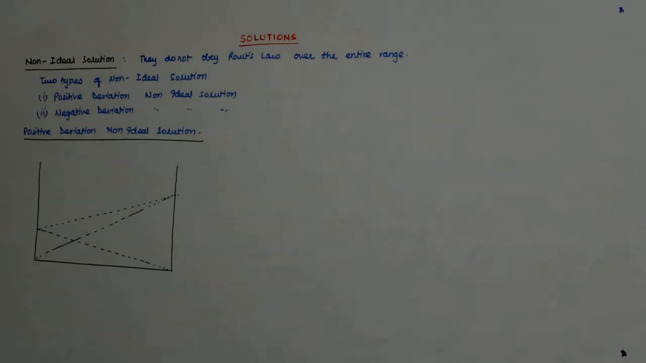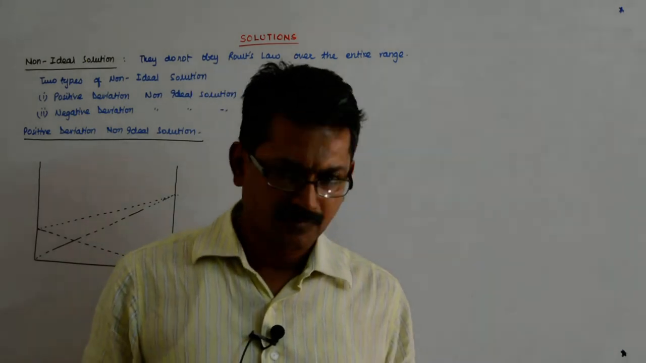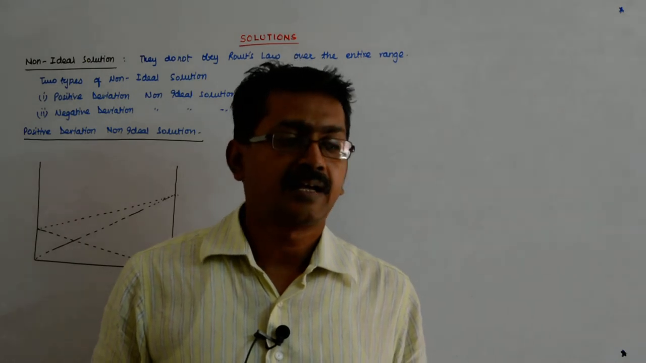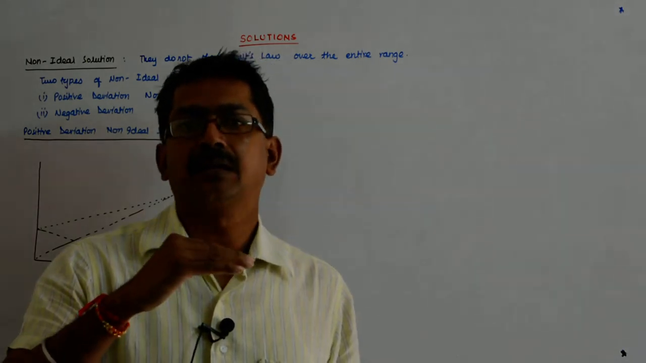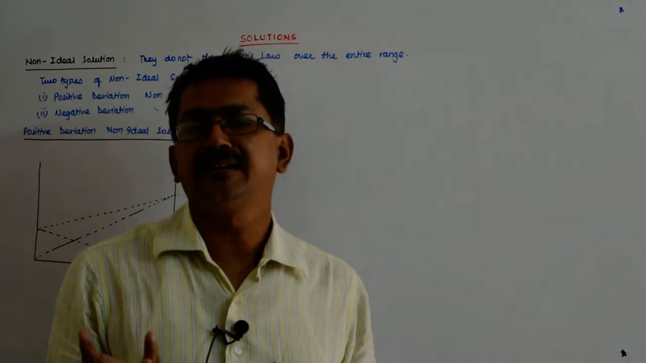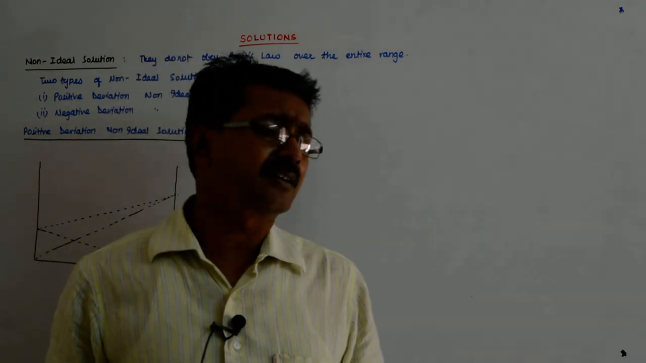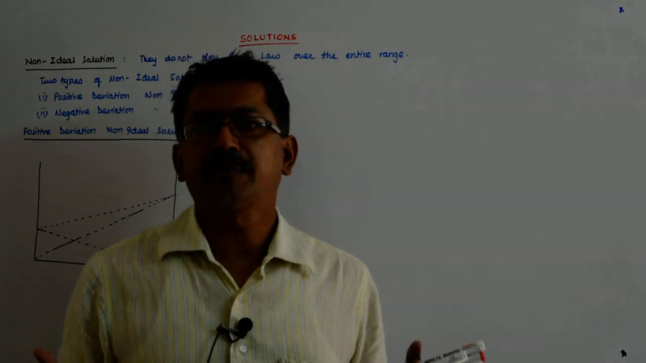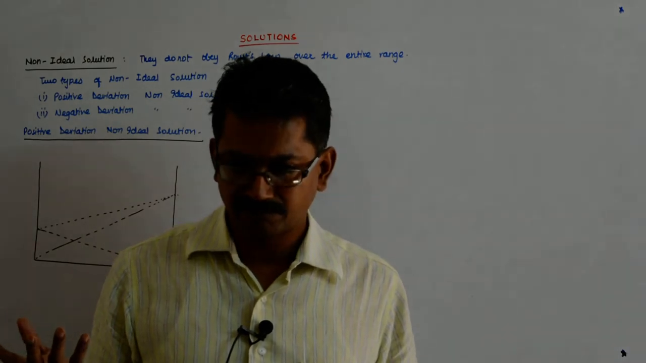Now I say there is a positive deviation. What do we mean by that? What do we mean by positive deviation? That means whatever you are expecting from Raoult's law, the vapor pressure will become more than that. What does that mean? It means that AB interactions are weaker than either of AA and BB, because that is what makes them more probable in getting converted into the vapor phase.